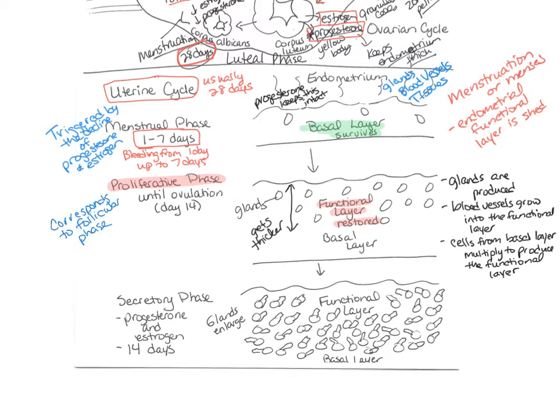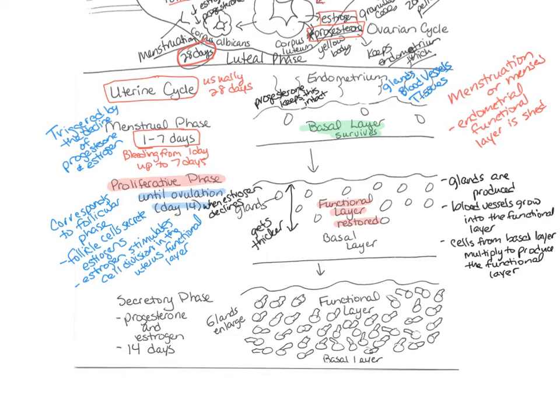Remember that during the follicular phase of the ovary, the follicle cells are developing, and as they develop, they start to secrete estrogens. So it's estrogen that makes the functional layer of the uterus thicker. The proliferative phase is going to continue until ovulation, which is day 14. At day 14, ovulation occurs in the ovary, and then the follicle cells become the corpus luteum, and at that time estrogen levels fall. So the proliferative phase ends and the endometrium doesn't get any thicker.